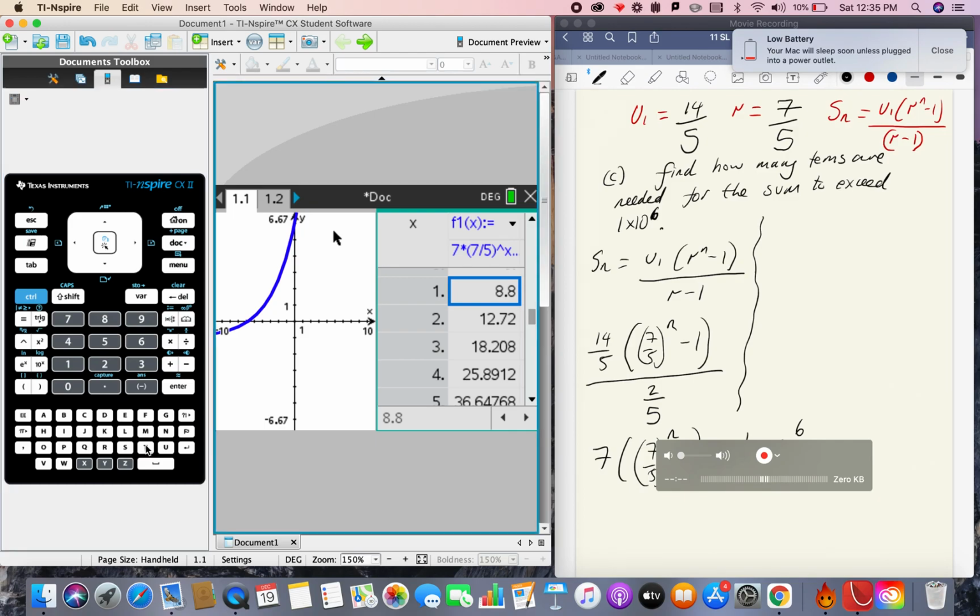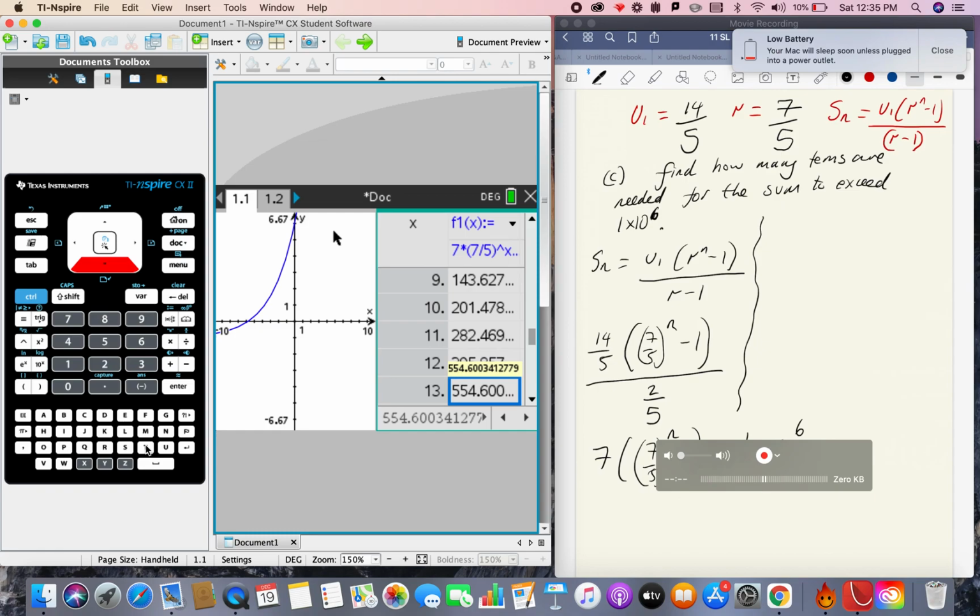And so this is so useful for sequence and series because all we have to do now is just keep going down until we find 1 times 10 to the 6. And it seems like it'll take a long time, but it won't. We'll get there before you know it. And can you see we're already there? So it looks like it takes 36 terms.